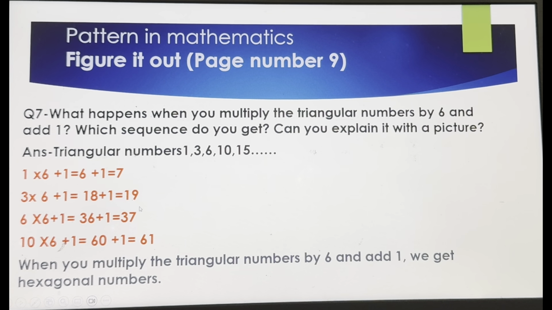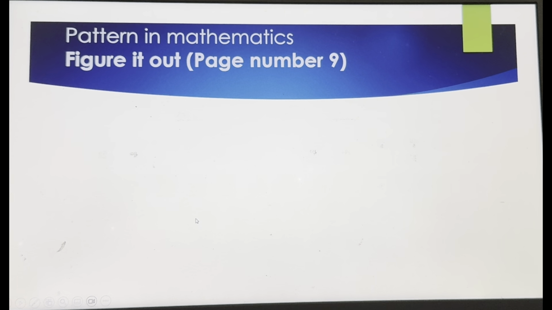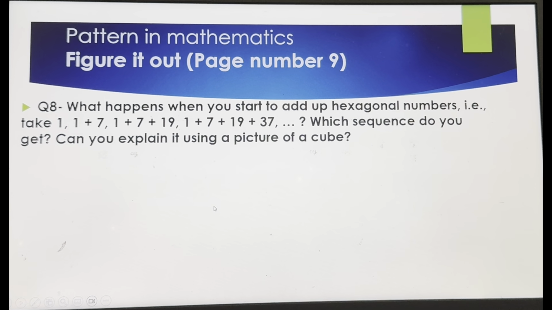Now what are these numbers? We have seen these numbers also earlier. They are hexagonal numbers: 7, 19, 37, 61. They are hexagonal numbers. Correct? Now the next question. What happens when you start to add up hexagonal numbers? That is 1, 1 plus 7, 1 plus 7 plus 19, 1 plus 7 plus 19 plus 37. What sequence do you get? And can you explain it using a picture of a cube?